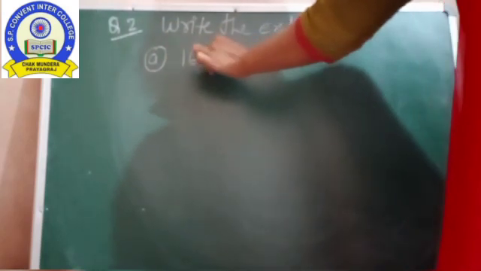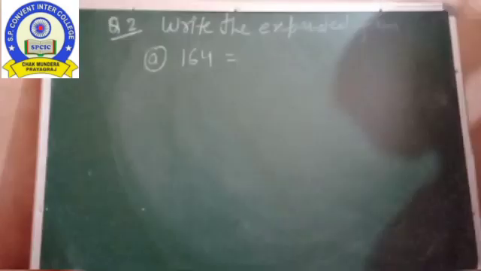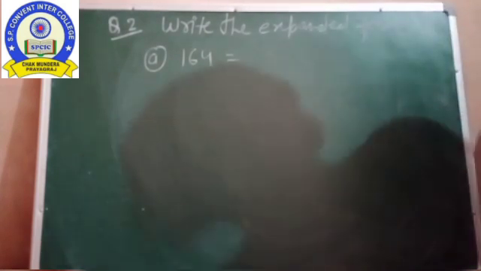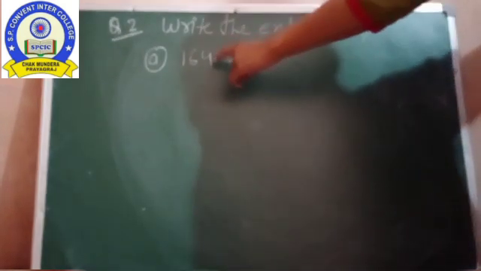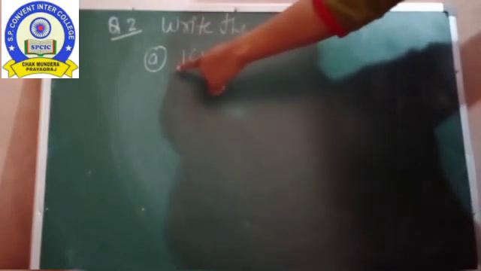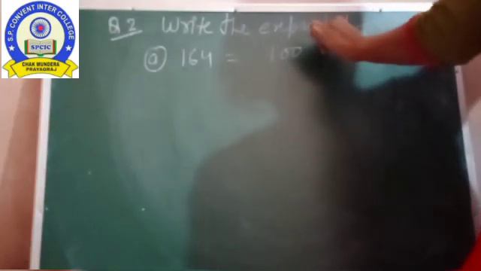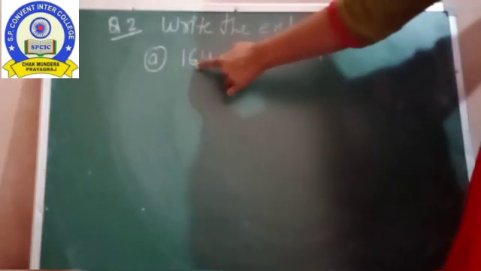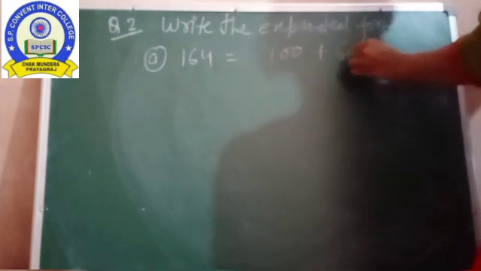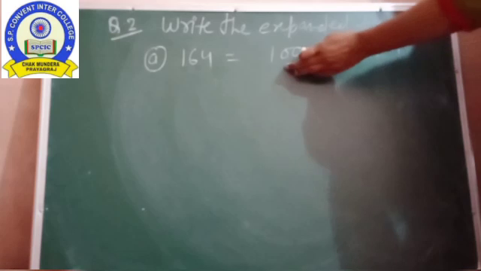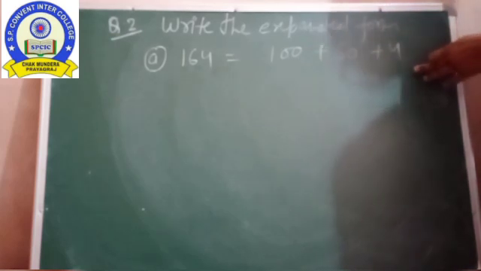Let's see the first question. The first question is 164. What is the expanded form? This is ones place, this is tens place, and this is hundreds place. 1 is here, in the hundreds place. It means 100. Where is 6? 6 is in the tens place. It means 60. Where is 4? 4 is in the ones place. It means 4. This is your expanded form.